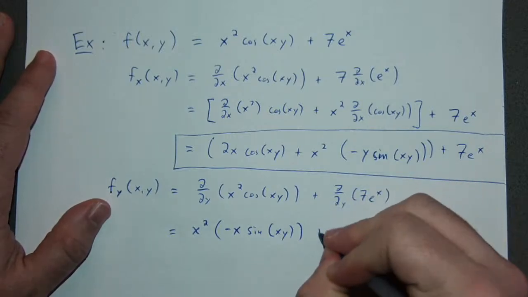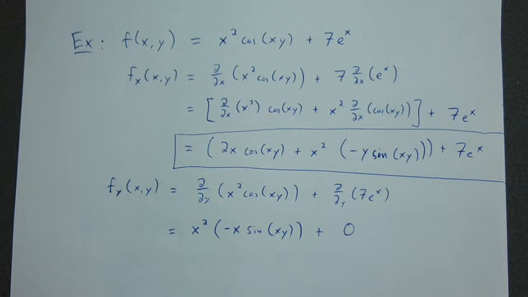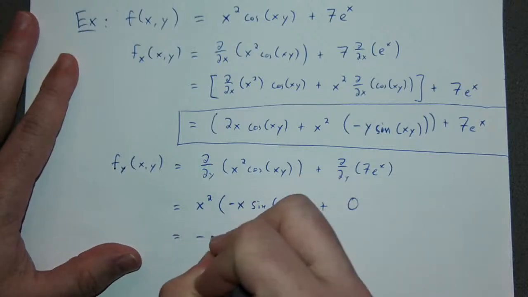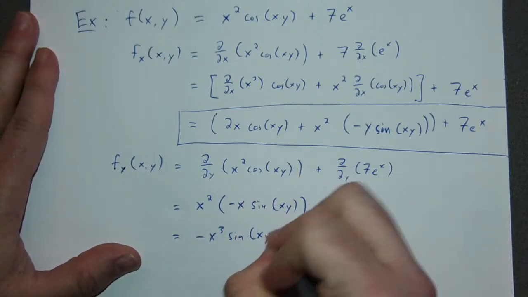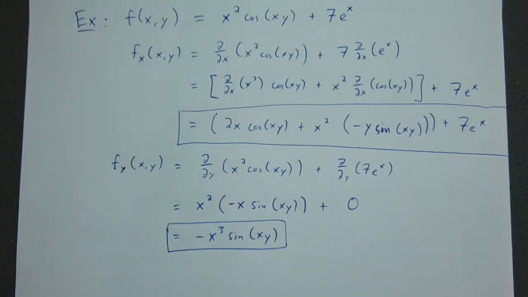Okay, plus 0, of course, because the y partial of 7e to the x is 0, because that is just a constant term as far as I'm concerned here. So this becomes minus x cubed sine of xy. All right, so there's a couple of examples of how to compute these partial derivatives.